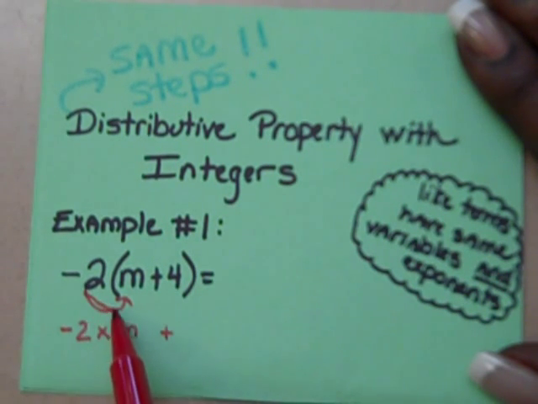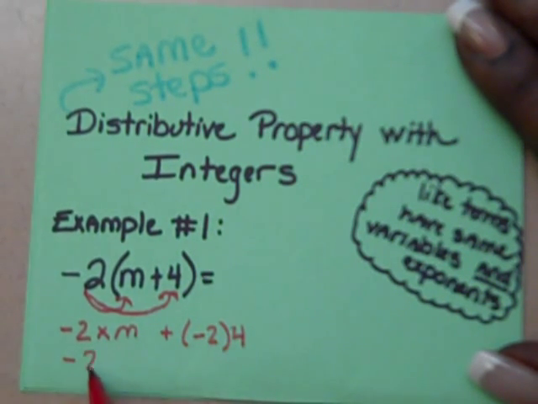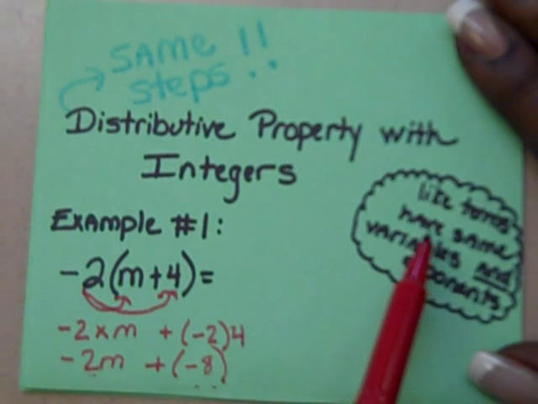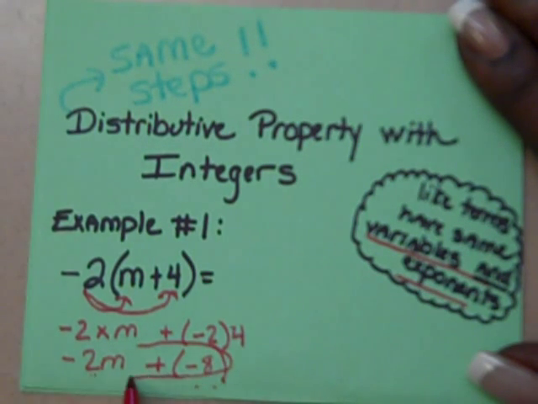And we're going to have negative 2 distributed to the next term, which is a positive 4. So that would be negative 2 times the 4. And of course you would multiply, negative 2m and negative 2 times positive 4, which is negative 8. Even though both terms are negative, we can't combine them because remember, like terms have the same variables and exponents. Therefore, our simplified expression is negative 2m plus negative 8.